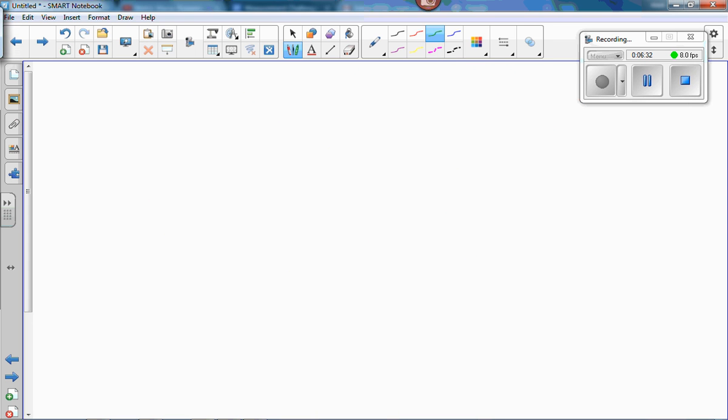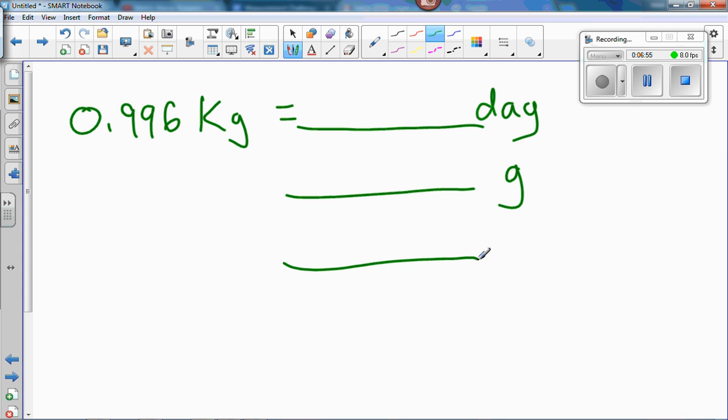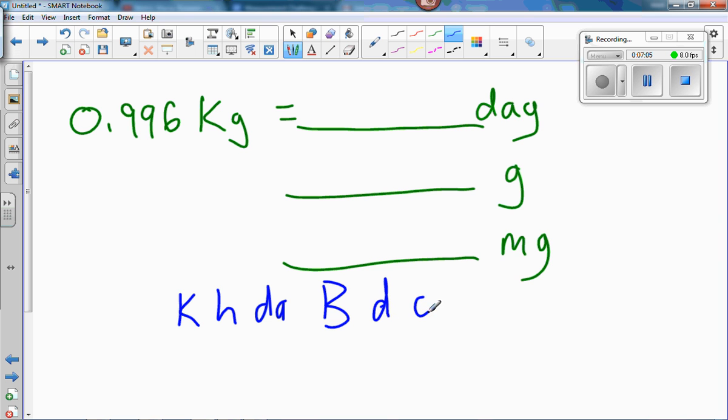Let's try another one. Let's just say that you start off with a decimal. You have 0.996, and let's say that's kilograms. If for some reason you have to turn that into decagrams, and then into grams, and then into milligrams. Until you have this committed to memory, it's helpful to have these prefixes recorded, so then I can look at my starting point, kilo, find my ending point, deca. We realize it's 2 hops to the right, boom, boom.